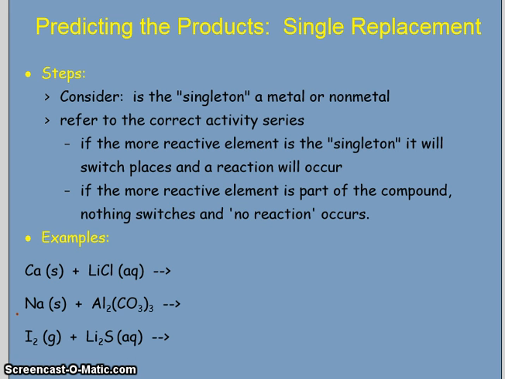So if the more reactive element starts by itself, it's going to trade places and move into the compound, and the less reactive element will then become by itself. If the more reactive element is already in the compound, it will stay there and no reaction occurs. So here, when we look at these examples, calcium plus lithium chloride is what I'm considering as a possibility. Calcium is a metal, so I'm going to compare it to the lithium metal in the compound.